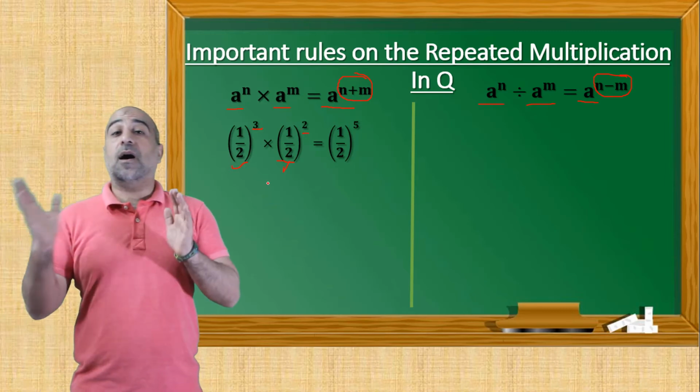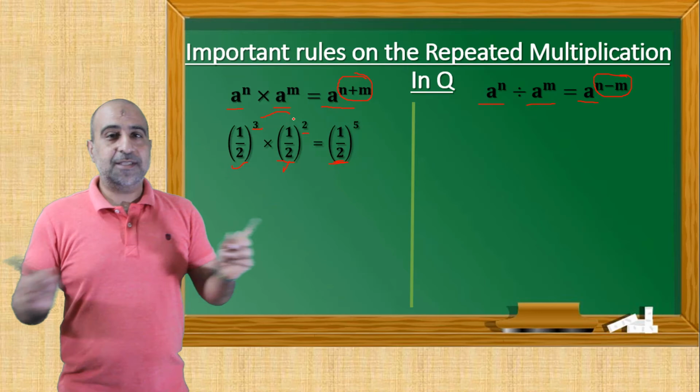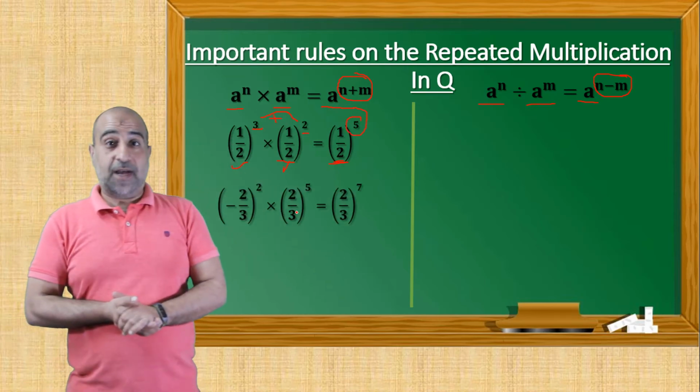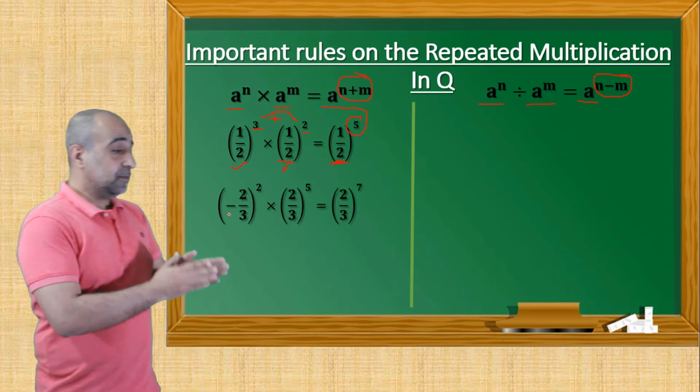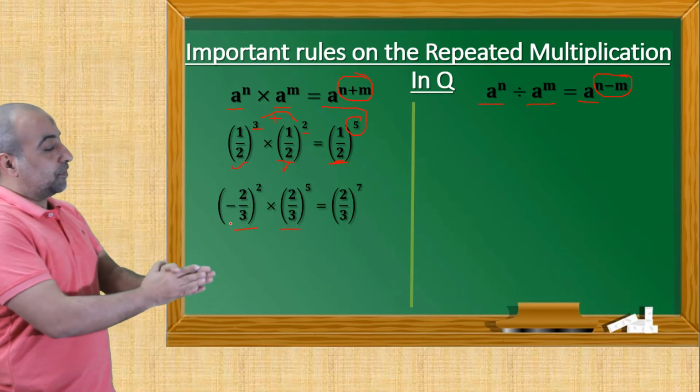It means half and half, the bases are equal. Then the result will be to the power of the sum of the two powers, which is 3 plus 2 equals 5.